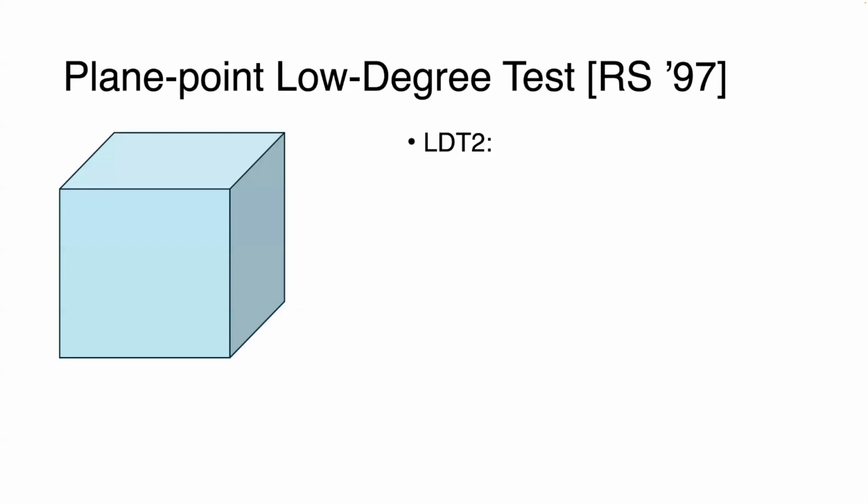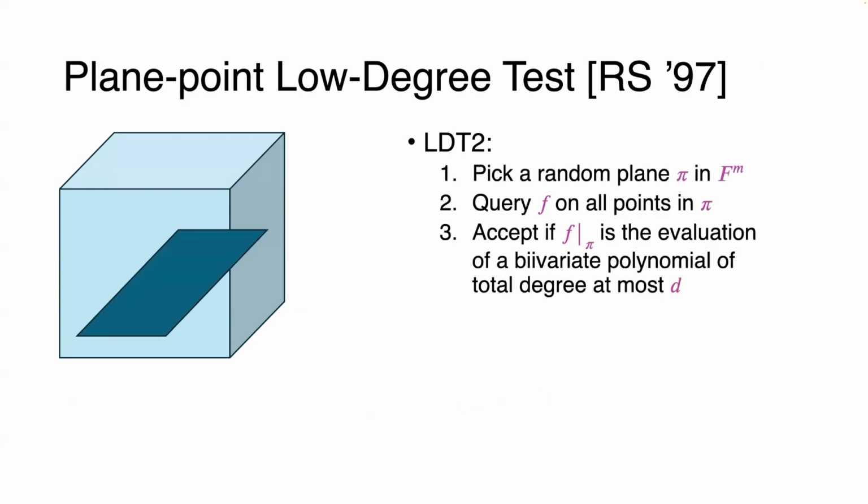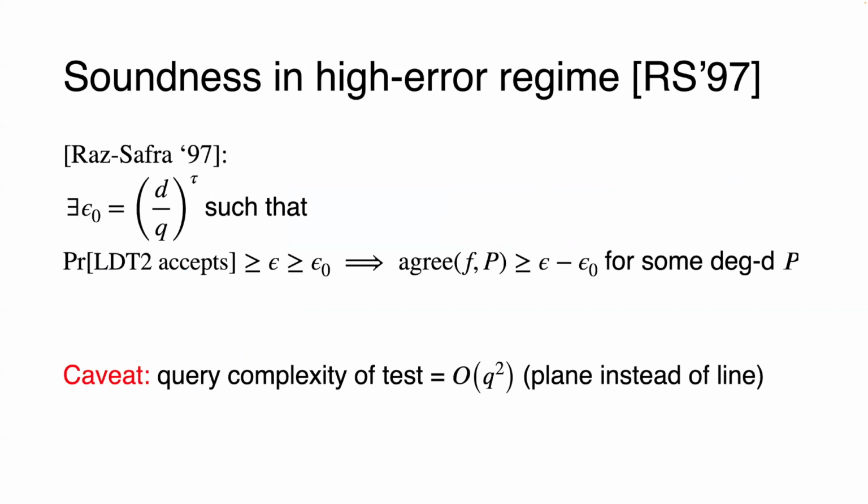An alternate test was studied by Raz and Safra, which is what is called the plane point test, where instead of picking a random line, we now pick a random plane, query the function on all points on the plane, and just accept if the points queried look like a bivariate degree d polynomial. Raz and Safra were able to show that there exists a threshold epsilon naught such that the test passing with non-trivial probability actually means that the function must be close to some low degree polynomial.